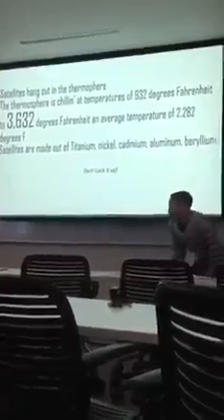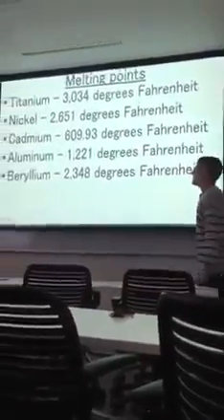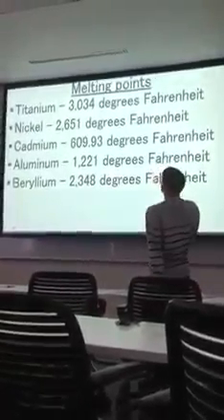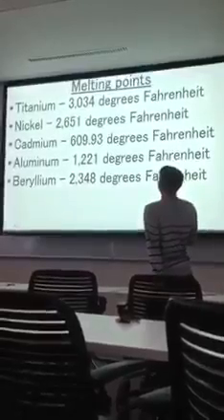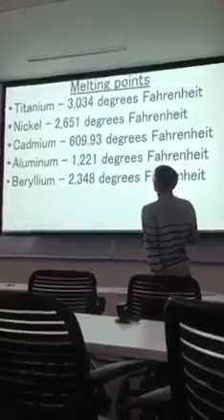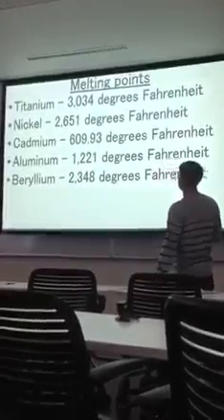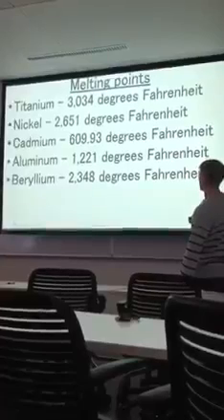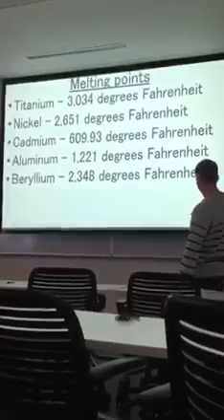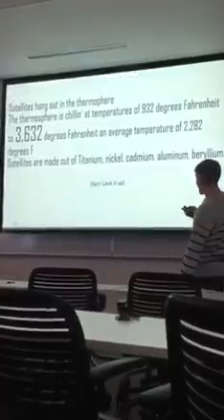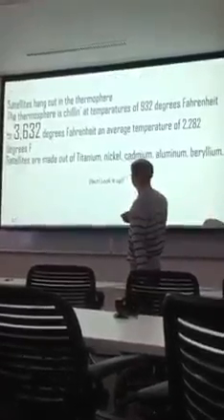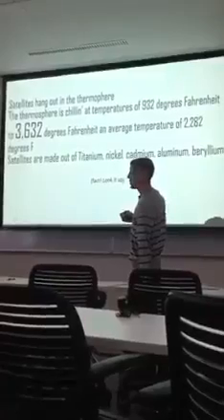The only problem I have about this is the melting points of these metals. Titanium melts at 3,000 degrees, nickel melts at 2,600 degrees, cadmium melts at 600 degrees, aluminum melts at 2,100 degrees, beryllium melts at 2,348 degrees. But the temperature of the thermosphere that they chill at, 3,632 degrees.